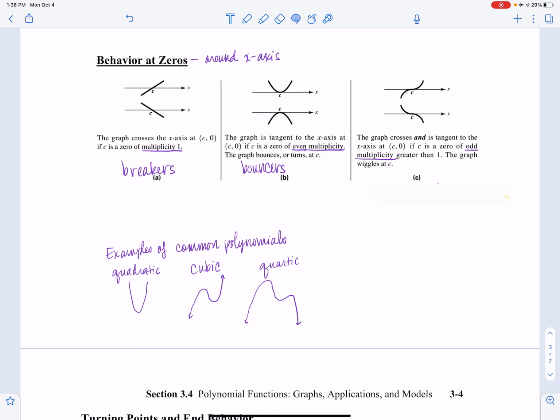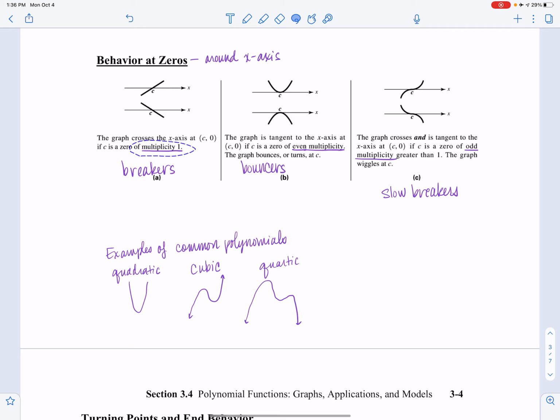If you'll take a look at the third example, I'm breaking through the x-axis, but it's a very slow breaking through the x-axis. And notice that what causes these breakers or these bouncers is the multiplicities of my zeros. So we talked about multiplicities in section 3.3. That was the first time we've been introduced to it.